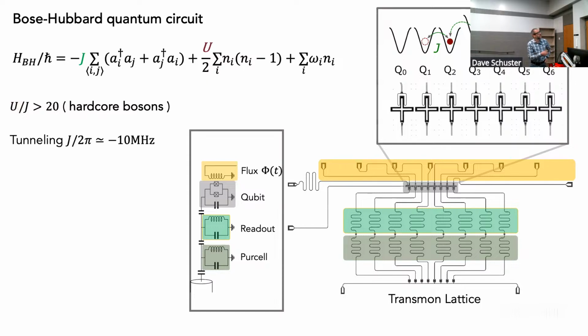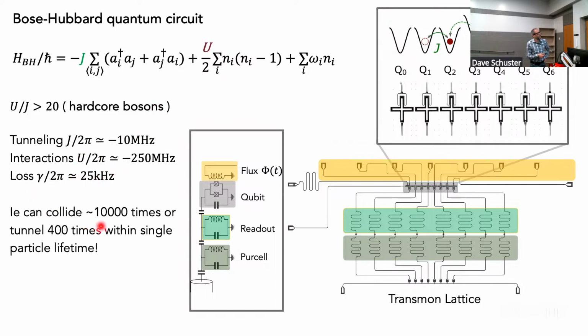And you can also be in the weak regime. Our tunneling rates are tens of megahertz, whereas the interactions are hundreds of megahertz, and the photons themselves have a few gigahertz of energy. You can see the loss is much smaller, only 25 kilohertz. So there's a factor of almost 1,000 here, and we can tunnel back and forth many times. So they're going to sample the whole thing, and we can have many interactions.